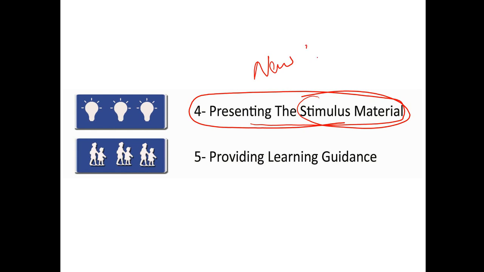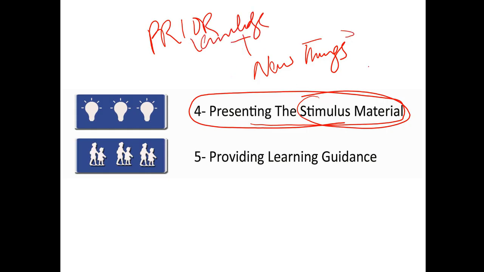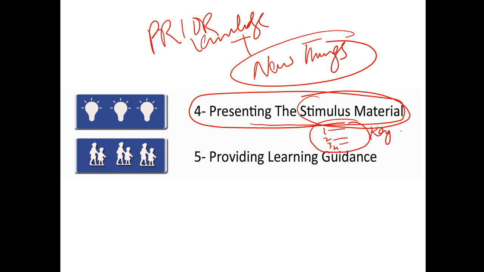New things mean that once you recall the prior knowledge, then prior knowledge plus new things. Remember, you have still maintained the receptivity of the participants, and once you present the new things, these can be in the shape of 1, 2, 3, 4 slides, and these are the key slides in your lecture. Then you have to ask questions.